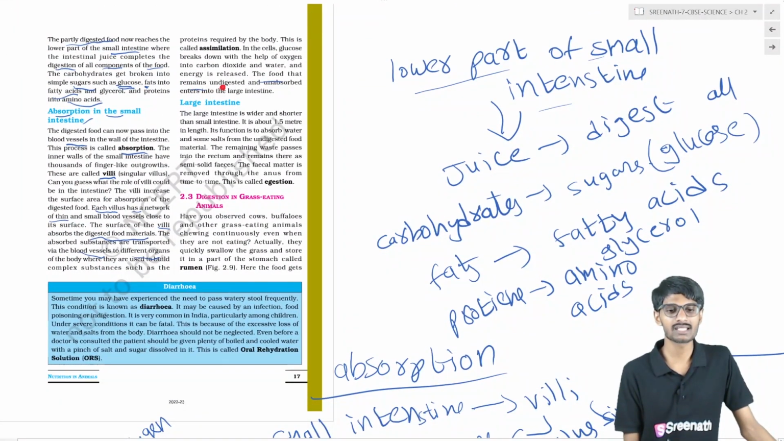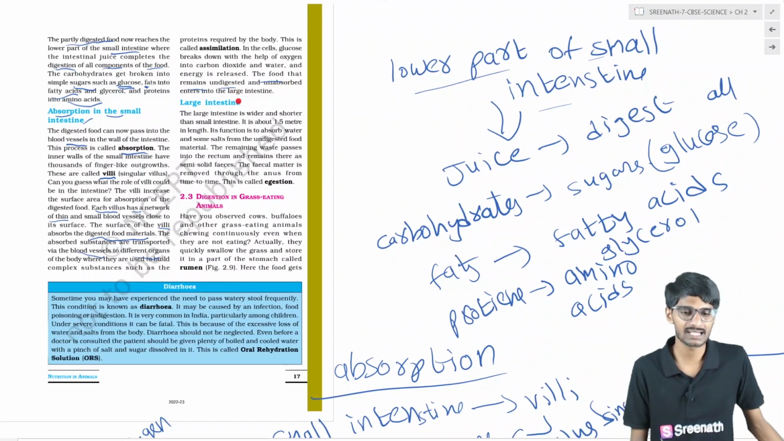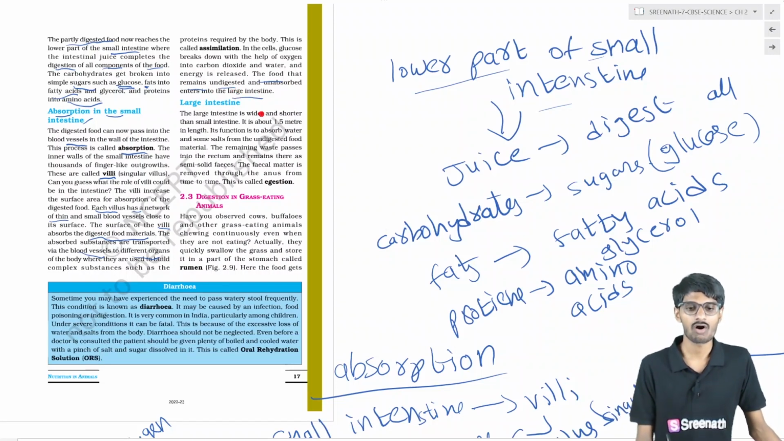The food that remains undigested and unabsorbed enters into the large intestine. So we have completed the small intestine part, and now we have entered into the large intestine part. How will it work? The large intestine is wider and shorter. It is 1.5 meters only, but the small intestine is very long, almost about 7 meters.